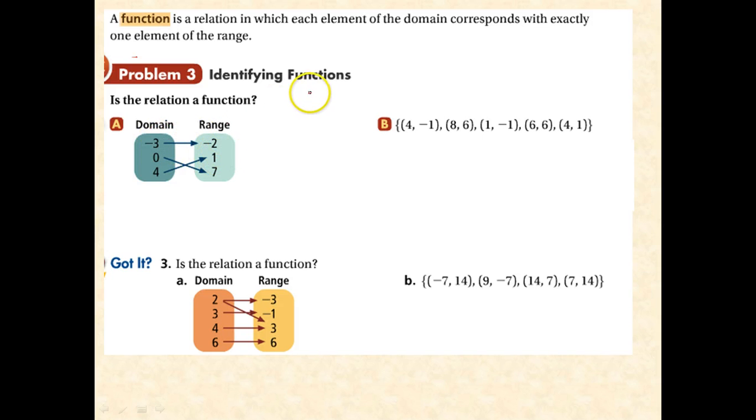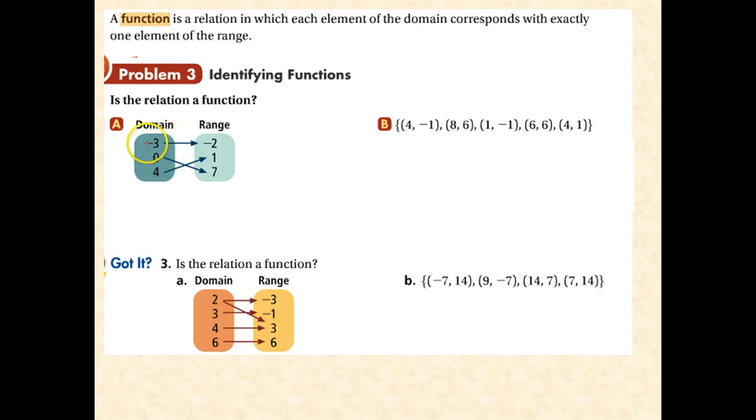So when you're trying to tell if a relation is a function or not, you're basically just looking to see if it's breaking that rule or not. If it's breaking that rule, it's not a function. If it's not breaking that rule, it is a function. All right, let's do a couple examples.